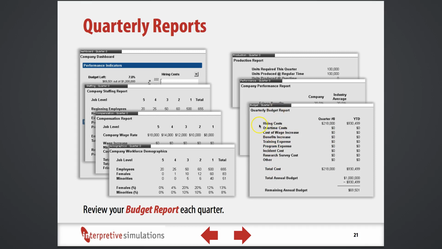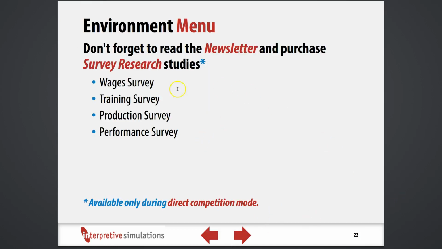So it gives you a summary of the overall categories, and you can see what you have spent in your budget. The company performance report will also have things for you like your morale index and your quality index and your absenteeism and accident rates and all those kinds of data here, and we'll talk about those data a little bit more. We will be doing benchmark mode, so you will not have the option to buy the wage, training, production, and performance survey results, but we will do the newsletter.